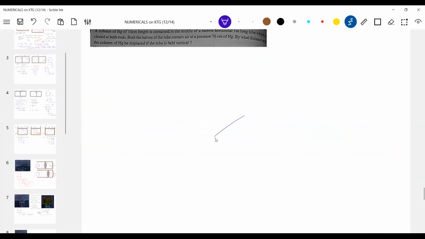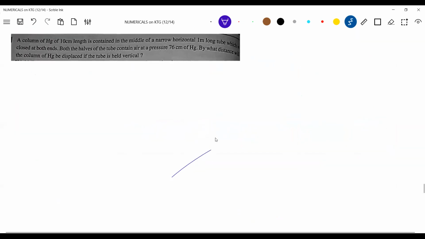This one I picked up from the chemistry book only. Let's see how you manage this.